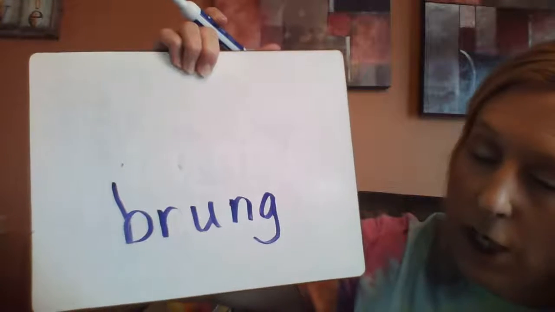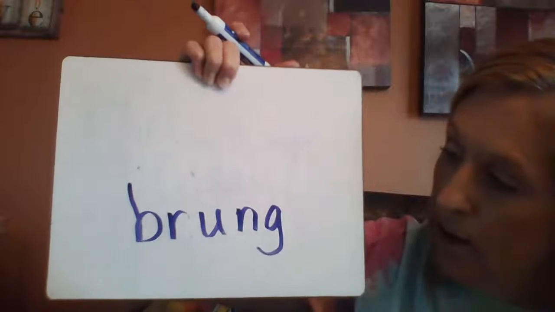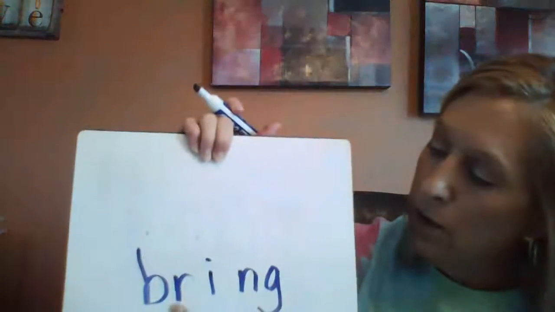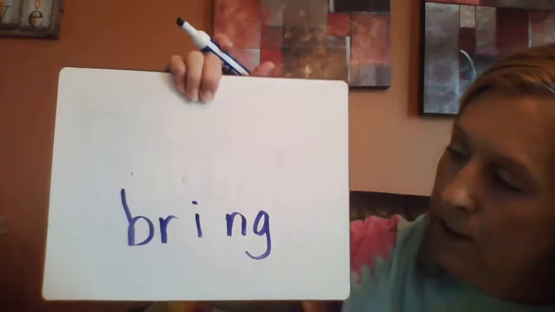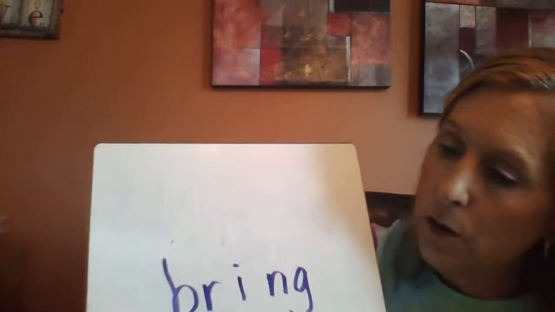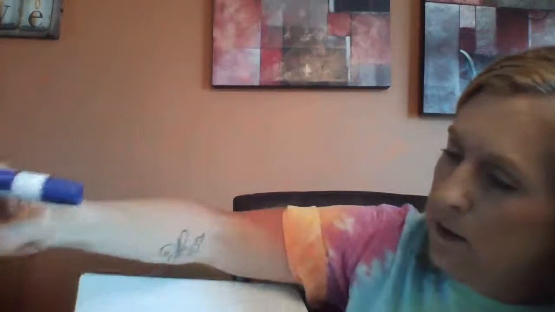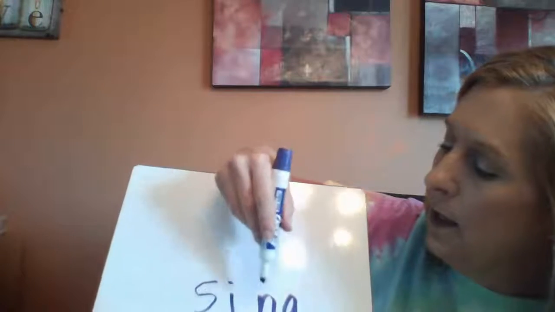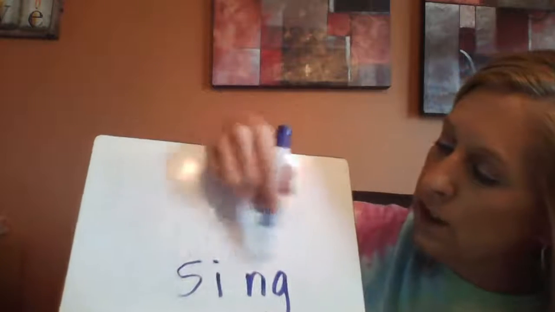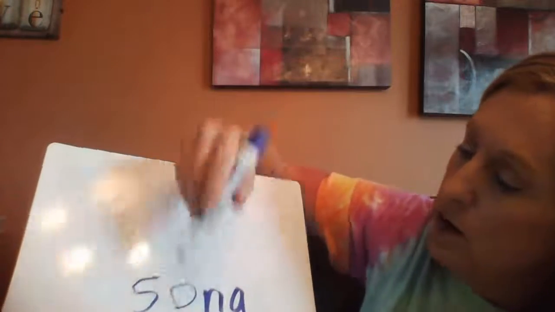Okay. Let's change brung to bring. Bring. We need to change our vowel from a U to an I. Ing. Let's change bring to sing. So we don't need the anymore. Ing. Sing. Okay, and the last one, we're going to change sing to song. So we're going to change the I to an ah. Song.